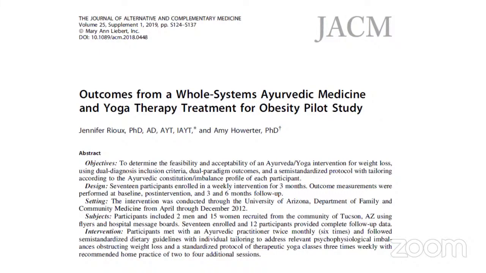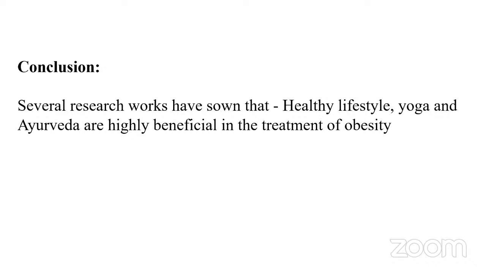Outcome from a whole system Ayurvedic medicine and yoga therapy treatment for obesity. Again, research publications exist, and research was performed looking at the effect of yoga and Ayurveda; the combined therapy is very beneficial. So overall, the management, reduction or prevention of obesity requires a proper, healthy lifestyle, involving yoga in our daily routine and following some Ayurvedic principles, especially related to our diet. And if the person is already suffering from obesity, we can go with some simple medicines along with this, following the healthy lifestyle and yoga practices.